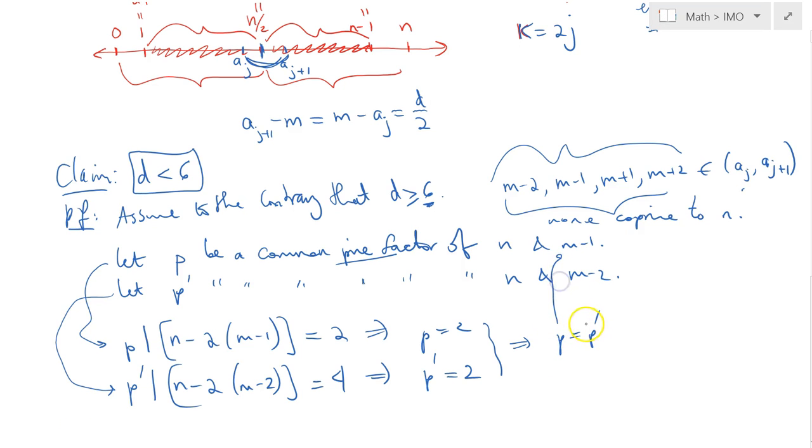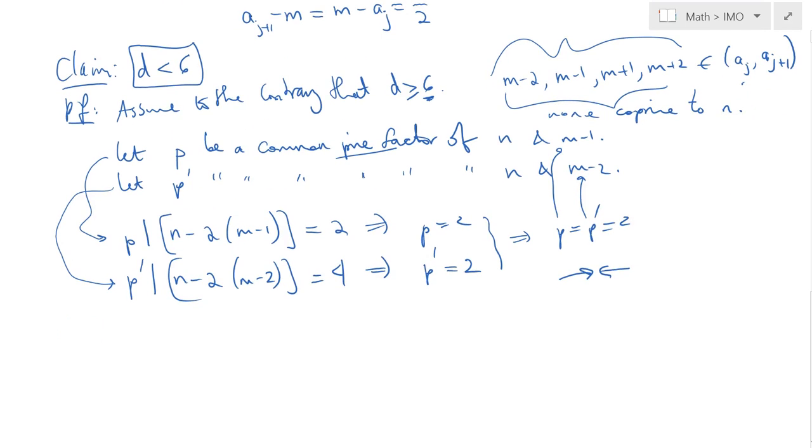But then that's a contradiction, because p is a prime factor of m minus 1, and p prime is a prime factor of m minus 2, and these two numbers are relatively prime. They are consecutive numbers, so there is no way that 2 would divide two consecutive numbers. So that's the desired contradiction, and this claim is sustained.